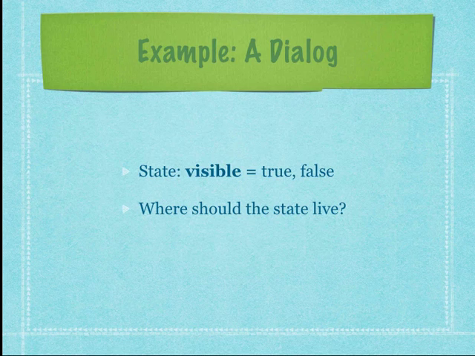So I'll talk about a dialog. A dialog is a very simple thing that pops in your face when something happens. And it's got a very simple piece of state within, which is a Boolean true-false for visibility. Either it's visible or it's not visible. So once you want to implement that, where do you store this Boolean value?